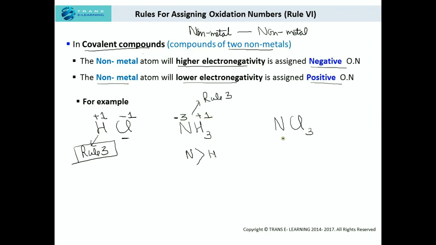This compound consists of nitrogen and chlorine. Out of nitrogen and chlorine, chlorine is more electronegative as compared to nitrogen. So chlorine will be assigned the negative oxidation number. In this case, it will be -1, whereas nitrogen will be assigned the positive oxidation number, which is +3.